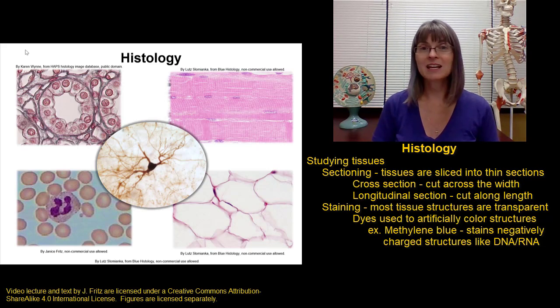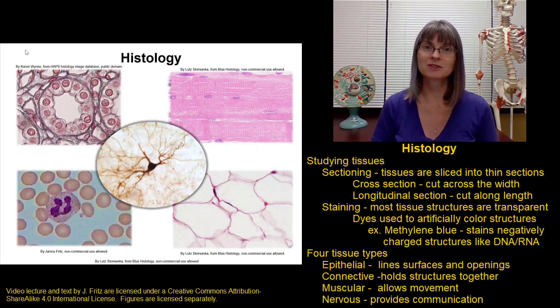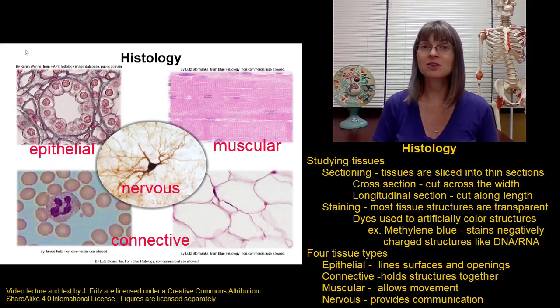We're going to be investigating the 4 basic tissue types. The 4 basic tissue types are epithelial tissue, connective tissue, muscular tissue, and nervous tissue.